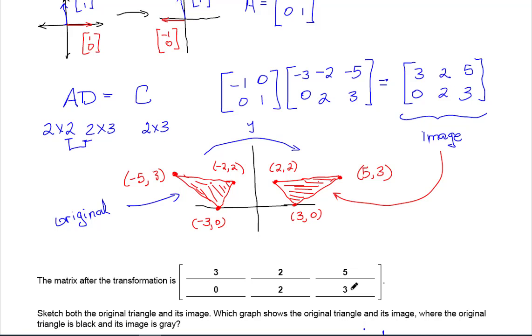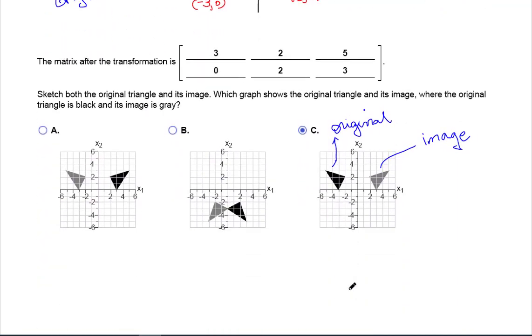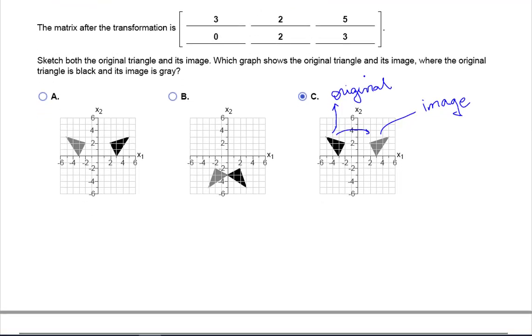That was the matrix multiplication. And then there's a pick-the-right-one for what went where. The black triangle here is the original. It got reflected about the y-axis, and here's the image that we got with our new matrix.